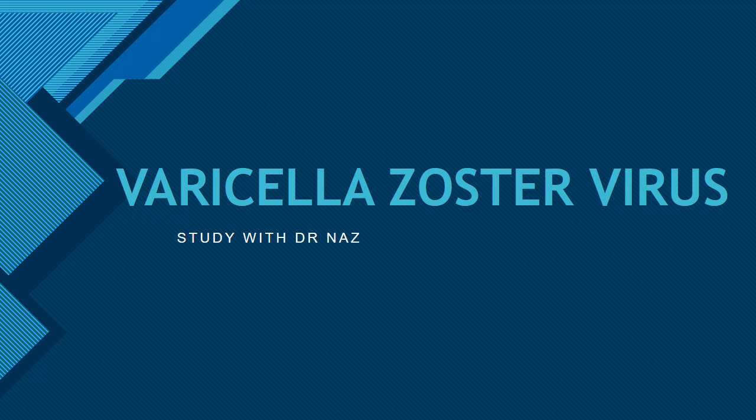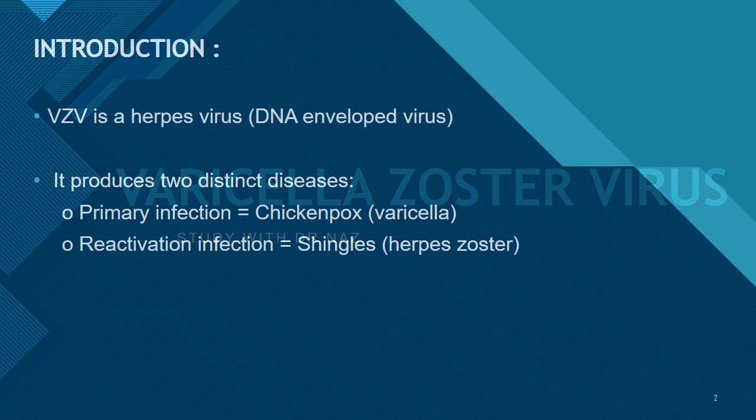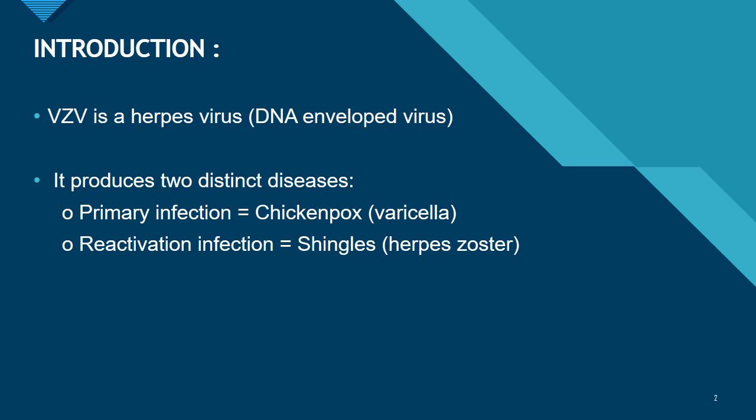Today I'll be discussing Varicella zoster virus. Varicella zoster virus belongs to the herpes virus family, which is a DNA enveloped virus, and the human is the only reservoir of this virus. It is a dermotropic and neurotropic virus, that is, it involves the skin and nervous system. It produces two distinct types of diseases.